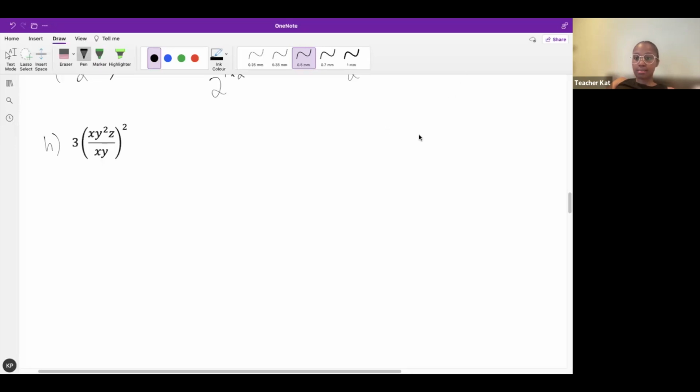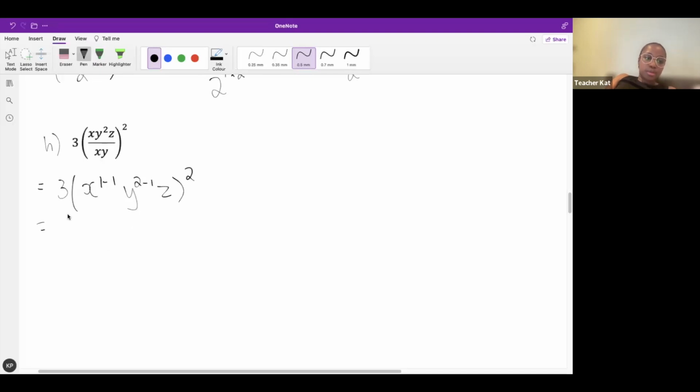Brackets. We start inside my brackets because we can simplify something inside my brackets. Okay, so I'm going to write my 3 outside because we're doing nothing with it. And inside my brackets, since I am dividing, we are going to do what with my exponents? Subtract. So it'll be x to the power of 1 minus 1, y to the power of 2 minus 1, and then just z all raised to the power of 2. Remember, if there's no exponent there, there is a 1.